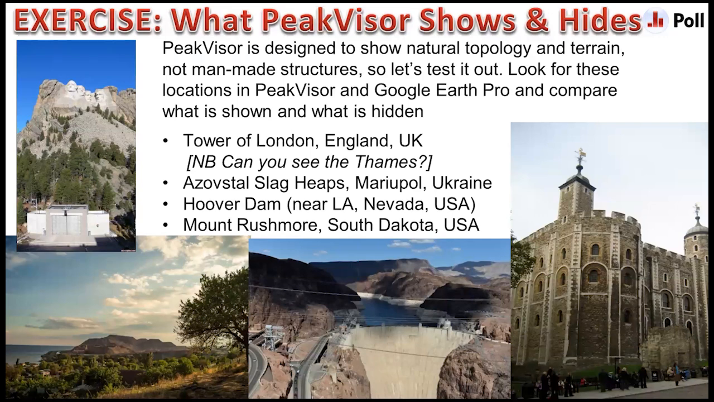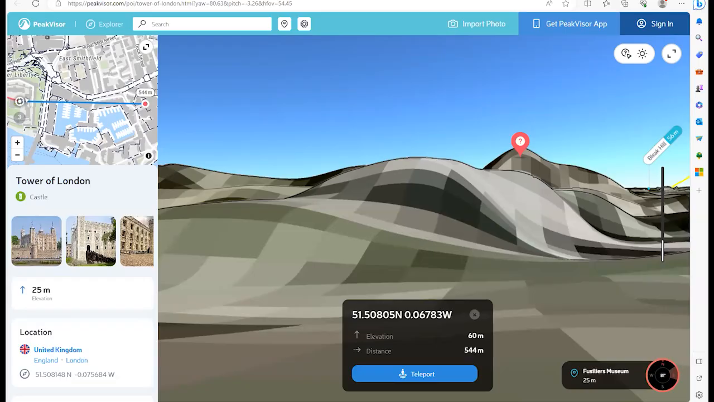But if we compare what we're seeing in PeakVisor, particularly in the city in London, we can maybe get a clue as to what it's actually doing with its data. So we've chosen lots of different places where there are man-made structures, which is not what PeakVisor excels at. The slag heaps in Azovstal steelworks, where the terrible siege took place, the Hoover Dam, everybody knows what that looks like, Tower of London, slap bang in the city, and Mount Rushmore, just because we already did it.